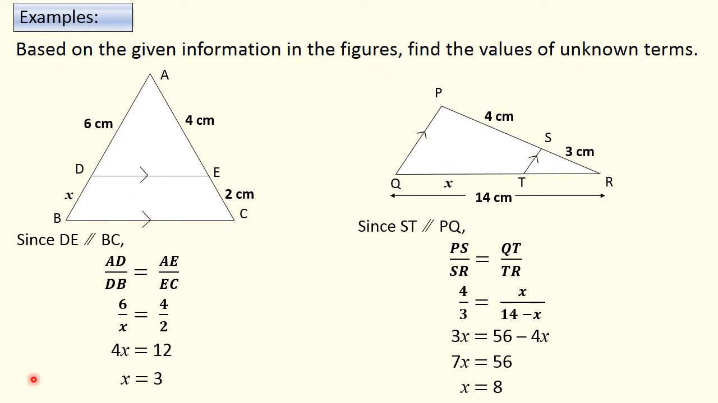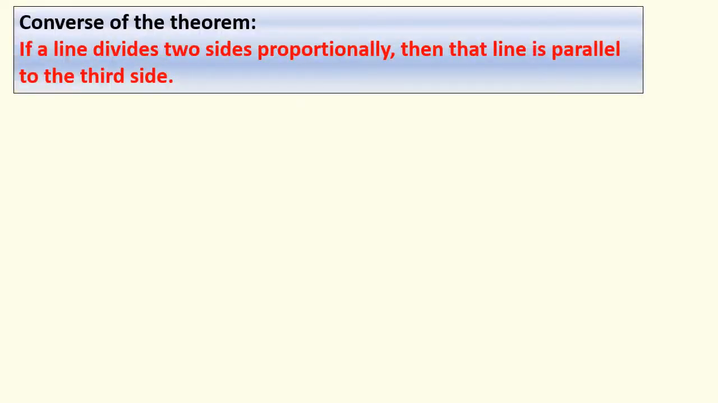And this is how we solve problems related to the first theorem. When the divisions are given, we can find the length of the unknown term. Okay, let's study the converse of the theorem. Converse of the theorem: if a line divides two sides proportionally, then that line is parallel to the third side.